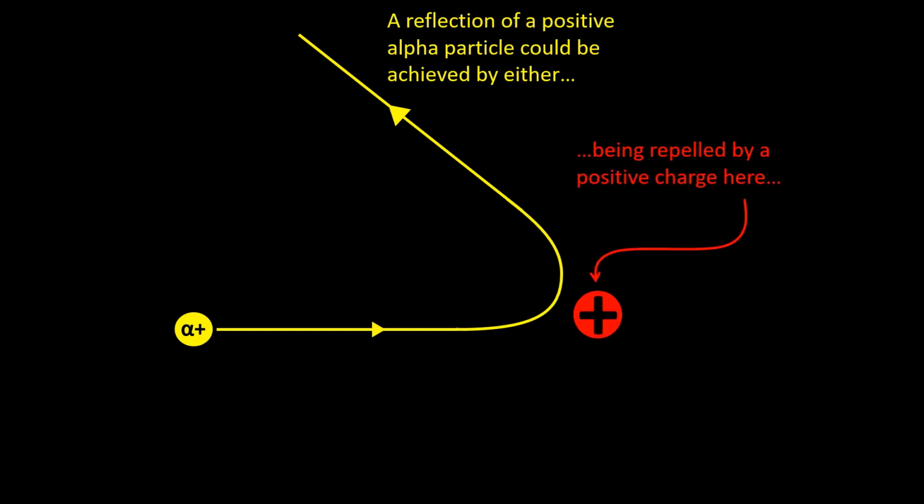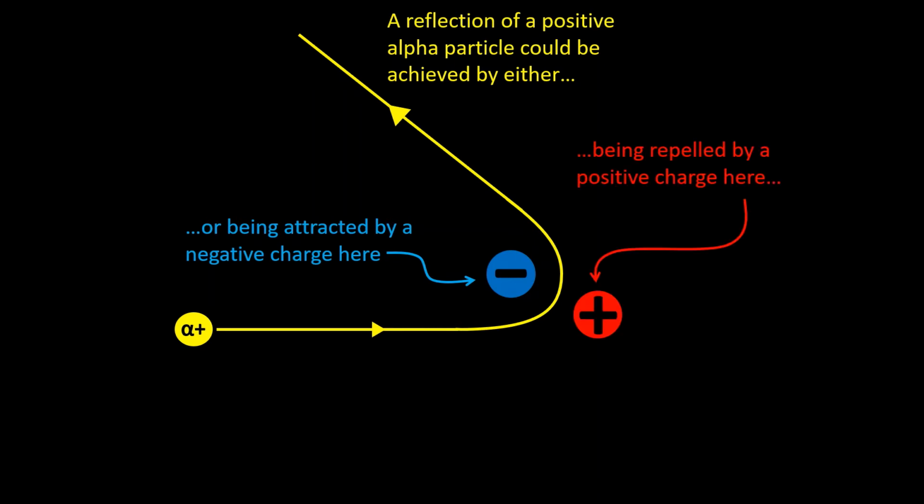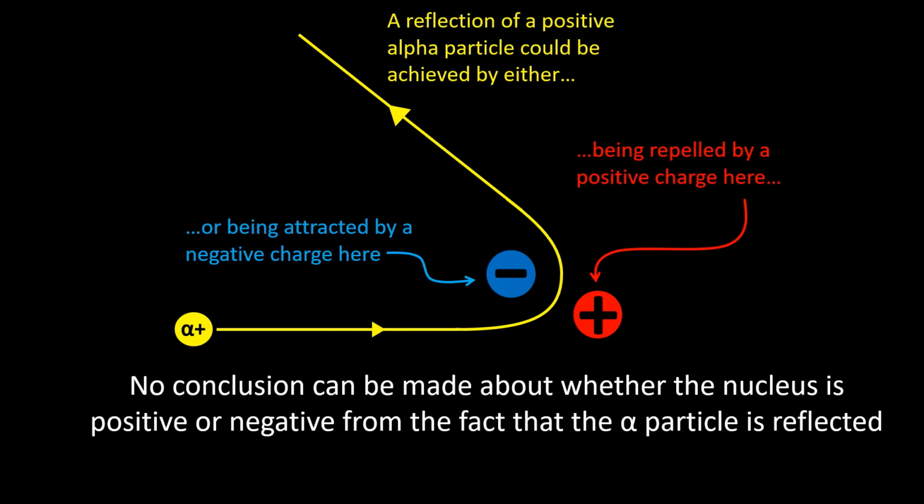It could be either a positive charge and it's being repelled back, or it could be a negative charge and it's attracting it, sort of like slingshotting around it, like a meteor going around a planet or something like that. So the fact that you're getting those reflections back, because it could be either a positive or a negative charge causing that, you cannot actually make a conclusion about the nucleus being positive or negative from the fact that the alpha particle is being reflected.